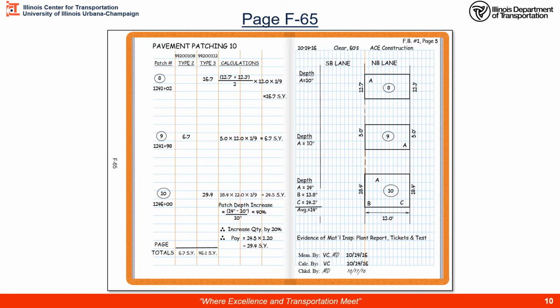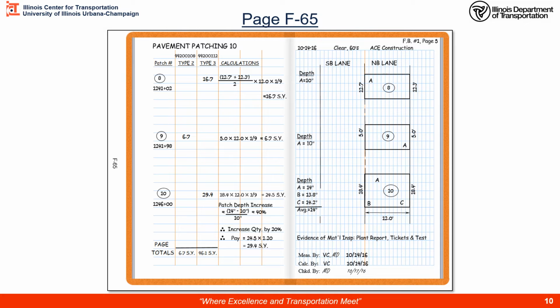I need to increase this number by 20%, so I take 100% plus 20%, which is 1.20. I multiply that by 24.5, which was my actual area, and I get a pay quantity of 29.4 square yards. Well, what type of patch is it? Tricky. Our actual area determines the type of patch. At 24.5 square yards, I'm less than 25 but greater than 15, so I will be a type 3. So I take my pay quantity and put it in the type 3, 29.4.